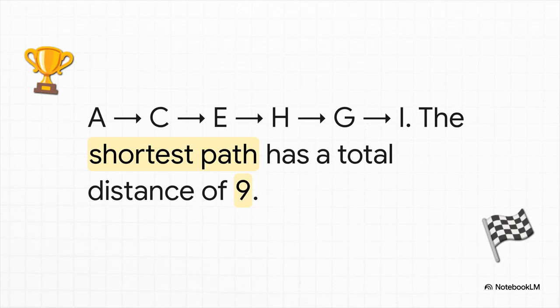And after running through those steps until our destination, I, is finally colored green, we have our answer. We can trace it back and see the shortest path from A to I is through C, E, H, and G, for a grand total distance of 9. And we found it efficiently without having to check every crazy combination.